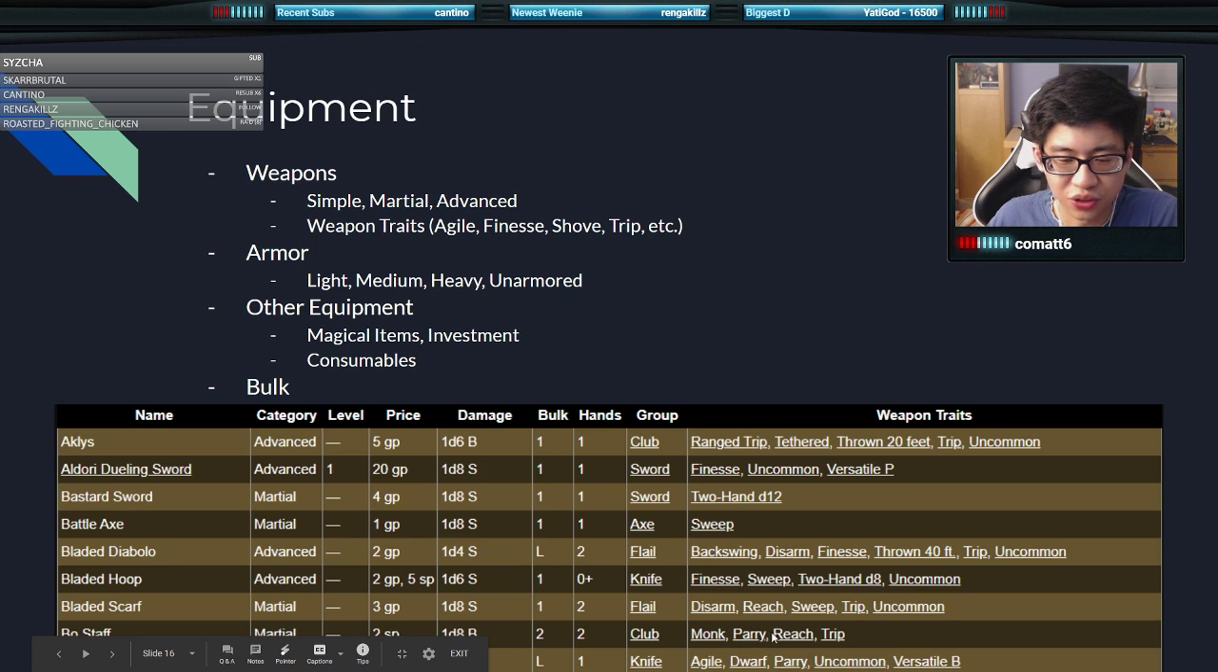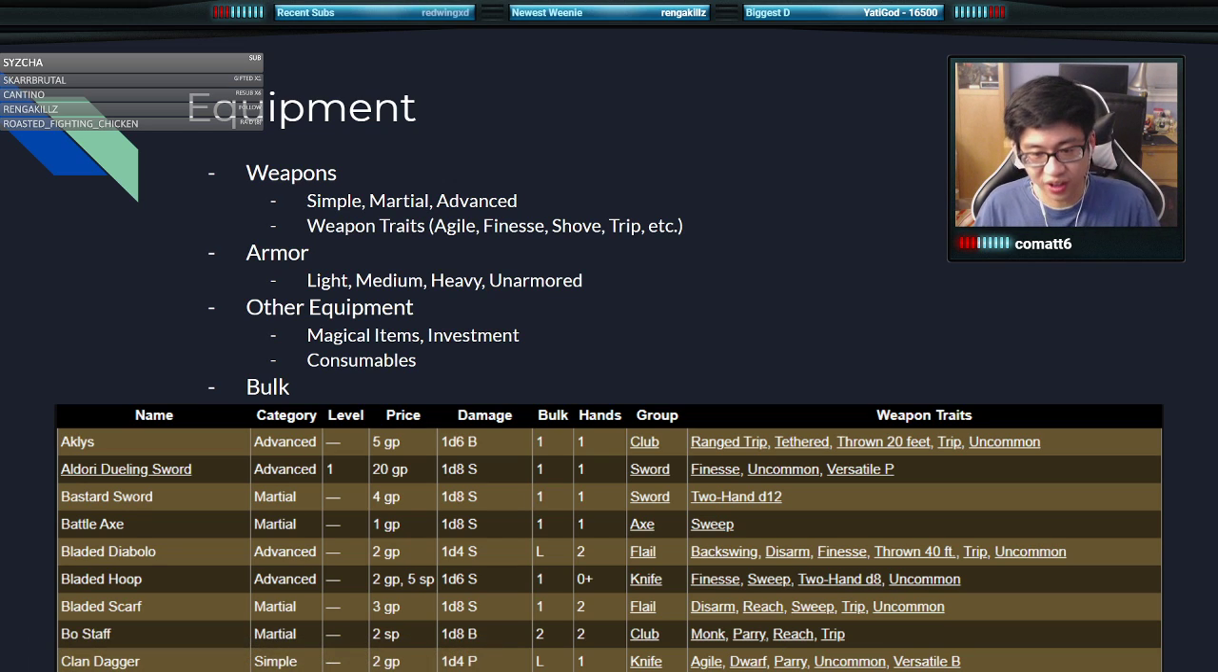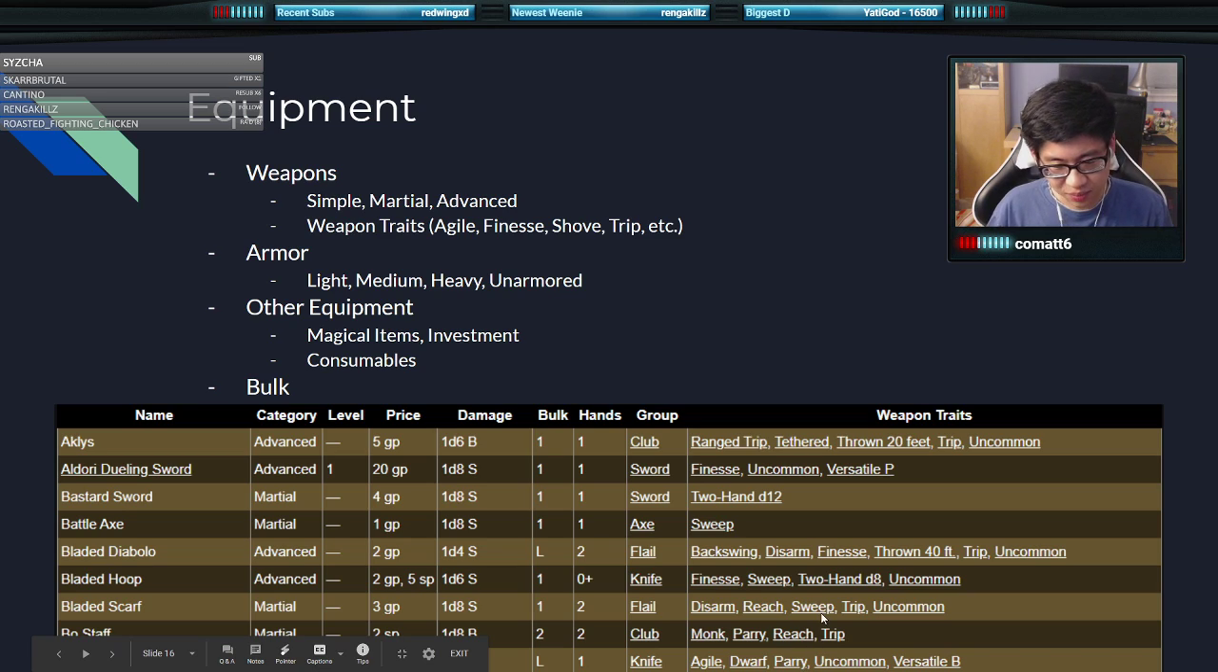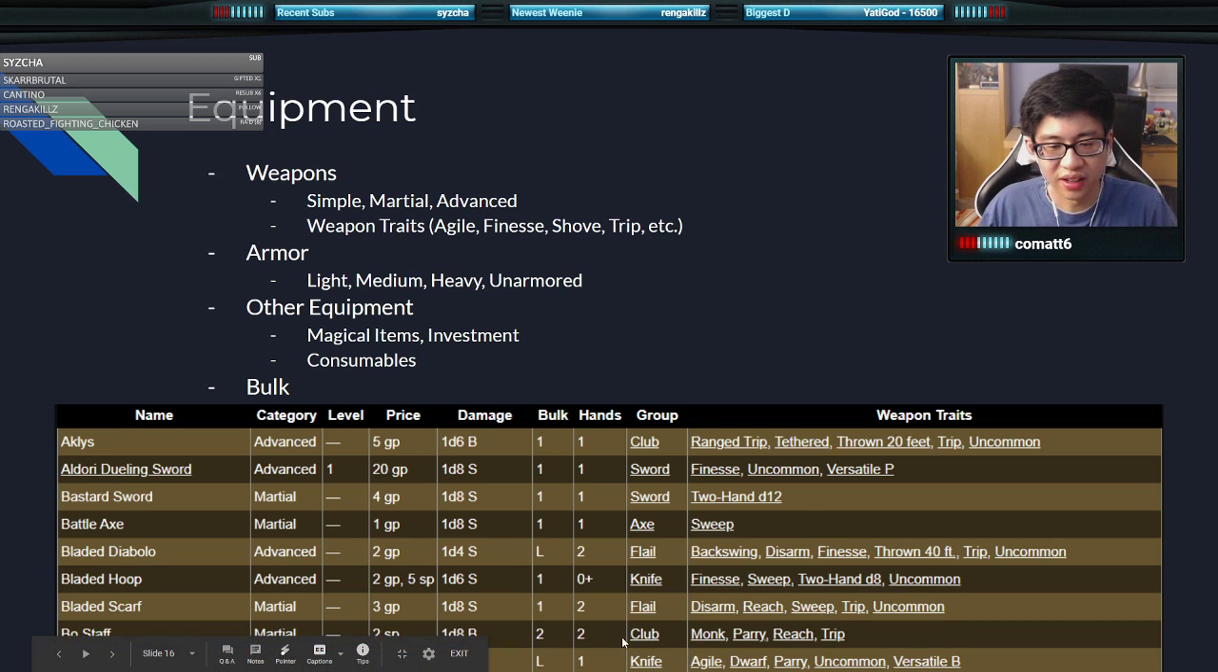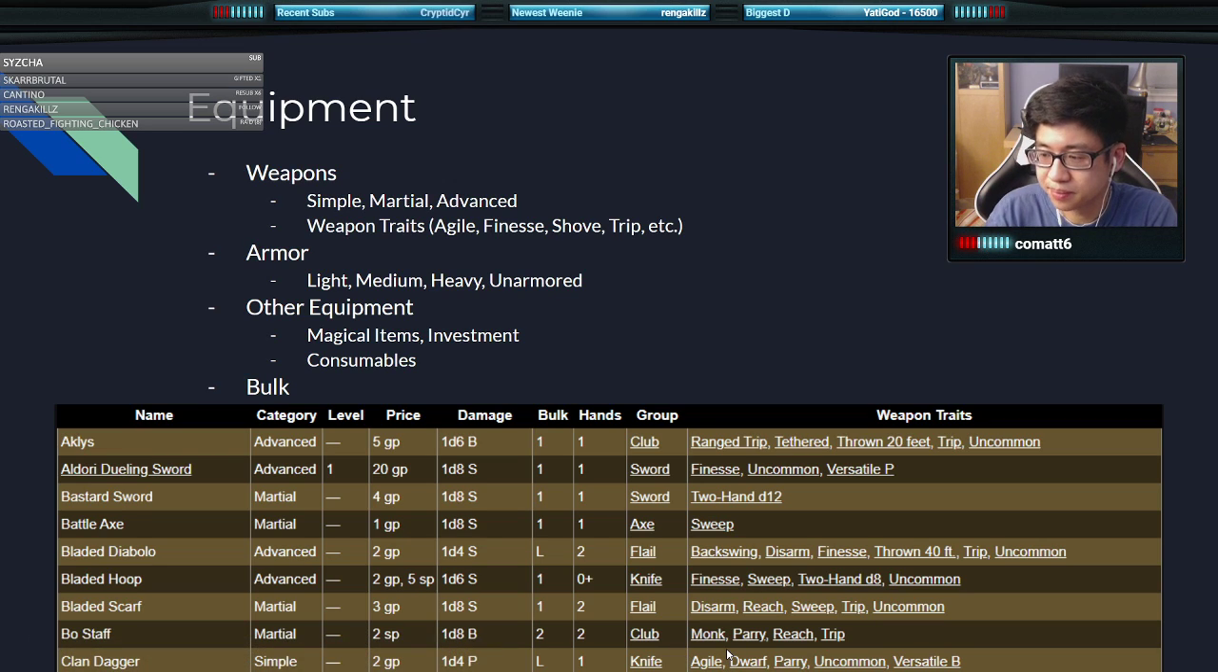Parry means that you can spend an action to effectively use it as a shield, and you gain a +1 circumstance bonus to your armor class. Reach is fantastic because you can attack from 2 squares away instead of 1. Trip means you can use this weapon to make a trip action instead of needing 1 hand free. And an agile weapon means that the penalties for attacking more than once per turn are lessened.